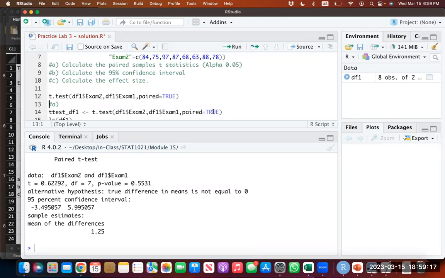And this is that statistical output that I was talking about. You have the paired t-test, the data is from exam1 and exam2. It gets your t-score, which is the same t-score that we calculated. It knows that it has 7 degrees of freedom. It gives you a p-value of 0.5531. It gives you the alternative hypothesis, that the true difference in means is not equal to 0. It gives you a 95% confidence interval, and it gives you the mean difference.